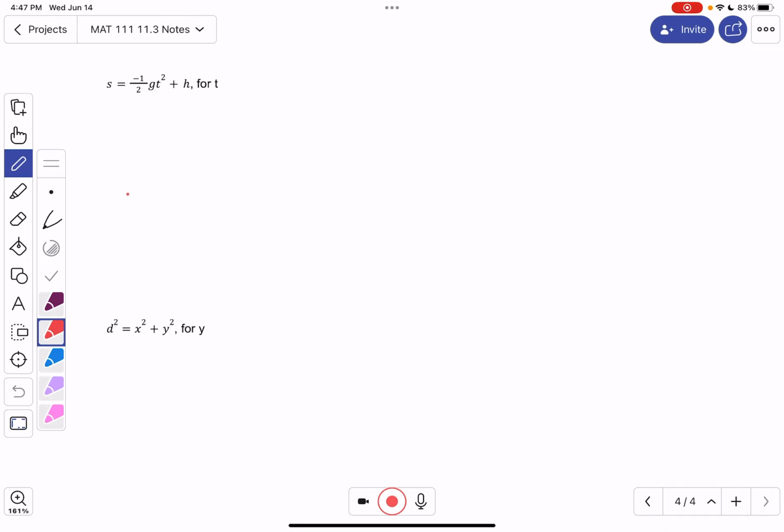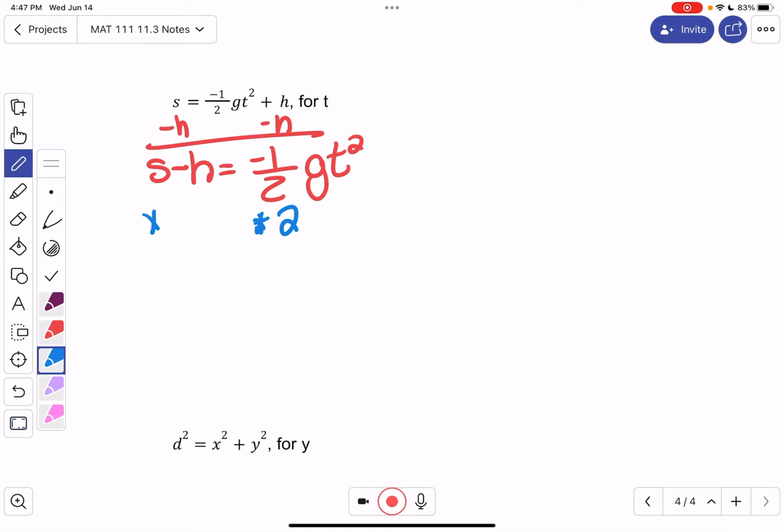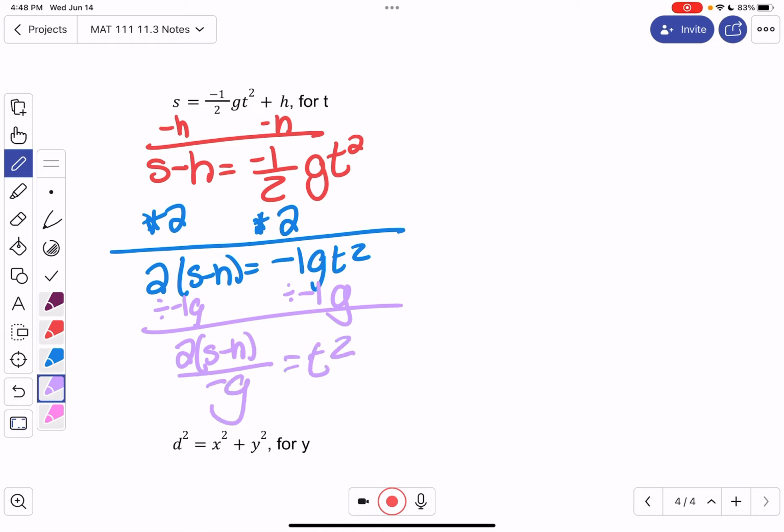All right, this one we want to solve for t. So first we need to get the term with the t alone. So we have s minus h equals -1/2 g t squared. If I want to get the 2 off the bottom, I can multiply both sides by 2. Now we're going to divide by the -1g. So 2 times s minus h over -g equals t squared.